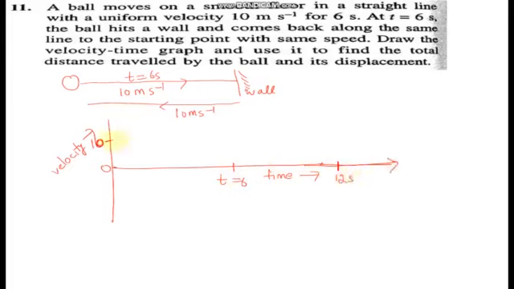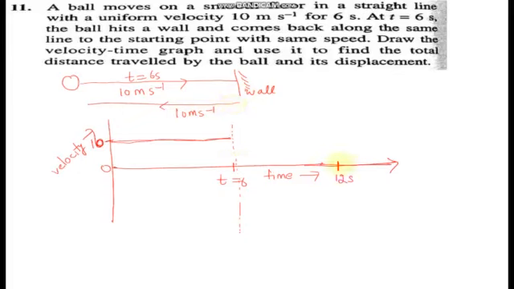Now what is given here? When the body is moving with only one velocity, how does its velocity time graph come? It is like this. It is moving with only one velocity. Its graph will be like this. When time t is equal to 6 seconds, what happened? It rebounds back. Its velocity has not become zero, its velocity is not decreasing. It rebounds back and it is moving back towards the initial position.